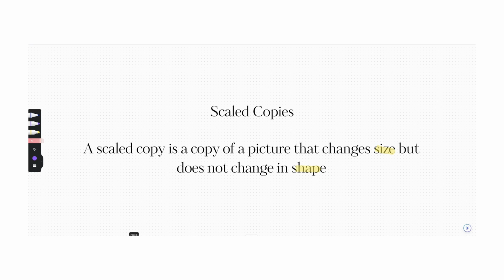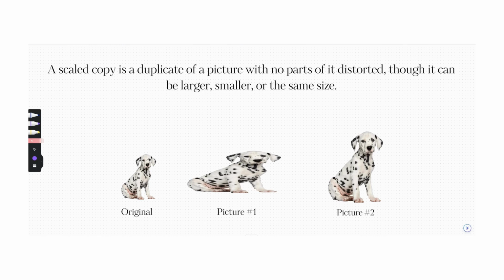So take a look at this example. Here we have three dogs. We have the original Dalmatian, and we also have two other images. Picture one or picture two is a scaled copy of the original. Before we tell which one is which, remember, a scaled copy is a duplicate of a picture with no parts of it distorted, though it can be larger, smaller, or the same size. So can you tell which one of these is distorted compared to the original? Is it picture one or is it picture two?